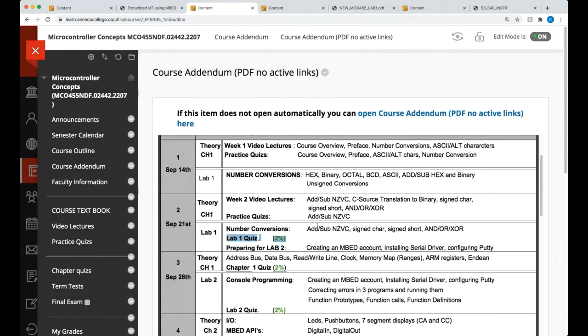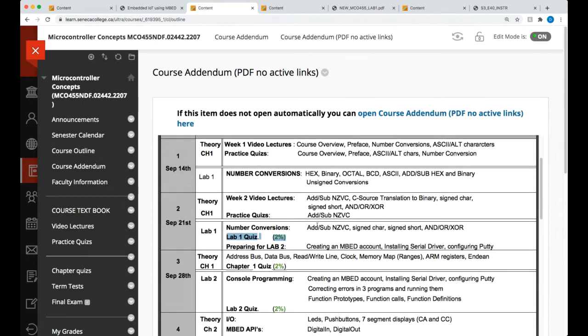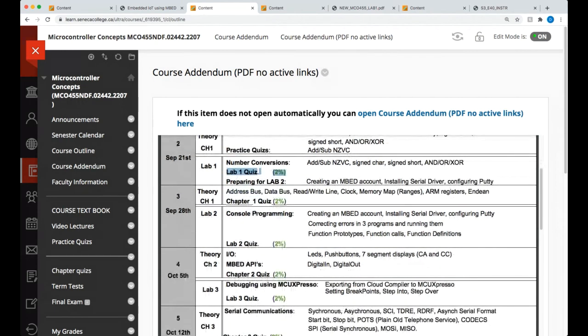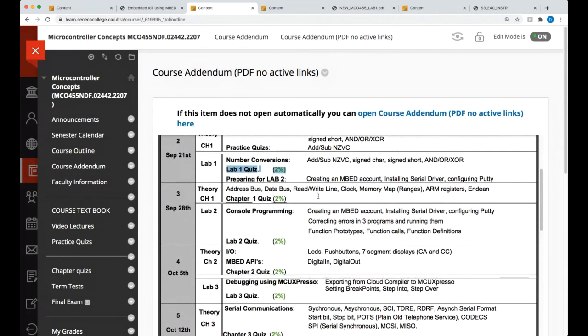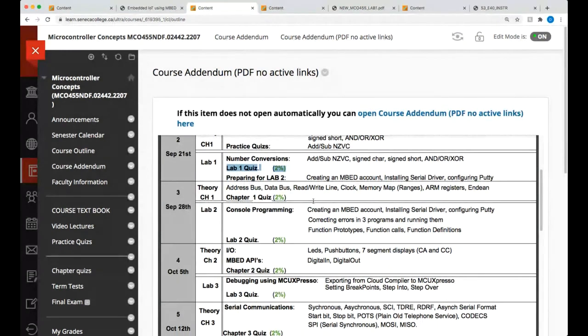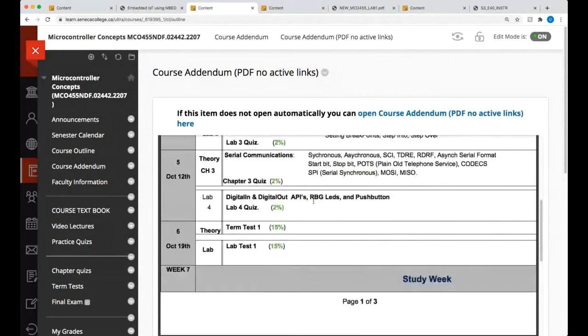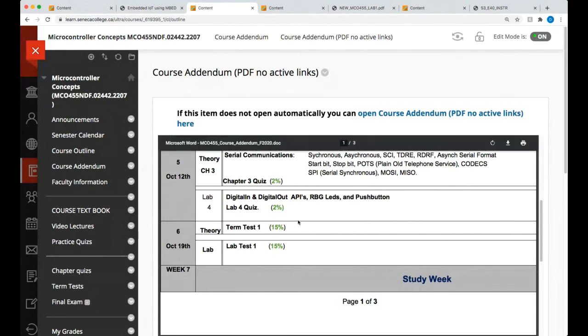So for the first week, it's a lot of learning. The second week, you're going to be doing a Lab 1 quiz, and I'll talk a little bit more about what that is. And all of the things about when they're going to happen, I'm going to try and hold as close as I can to this schedule. So everything where it says 2%, 2%, 2%, those are quizzes and so forth. You'll notice at 6, we have term test 1 worth 15%, lab test 1 worth 15%, so there's 30% of your mark coming right there.